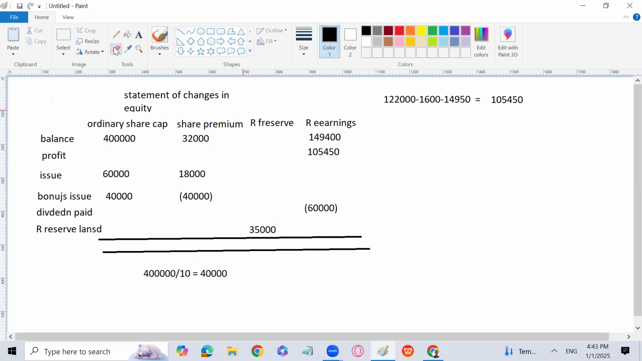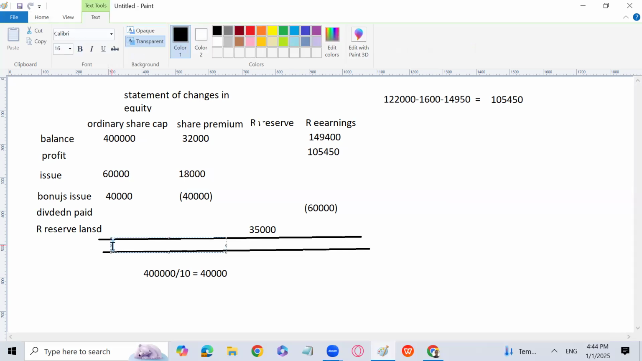So what are the new correct values? If you can inform me, that is easy to inform the correct values of the statement of changes in equity. For first, it is going to be 5 lakh for this portion. Then for this, it is going to be 10,000. The remaining 35,000 is for the revaluation reserve and retained earnings. We are going to have 194,850.